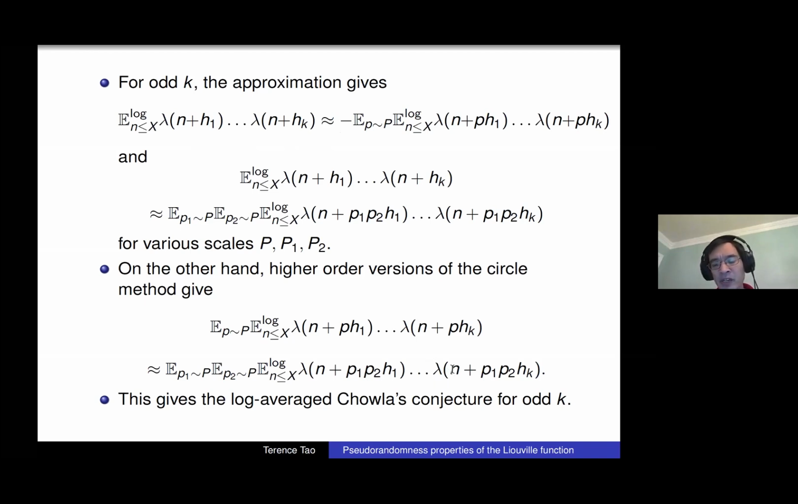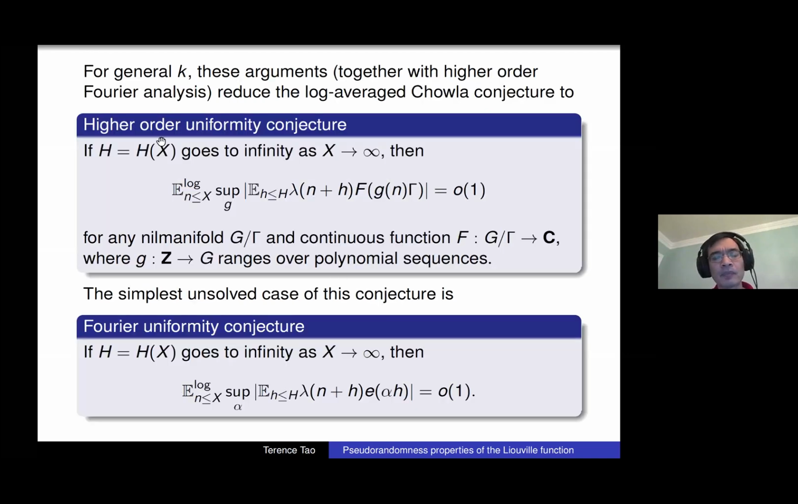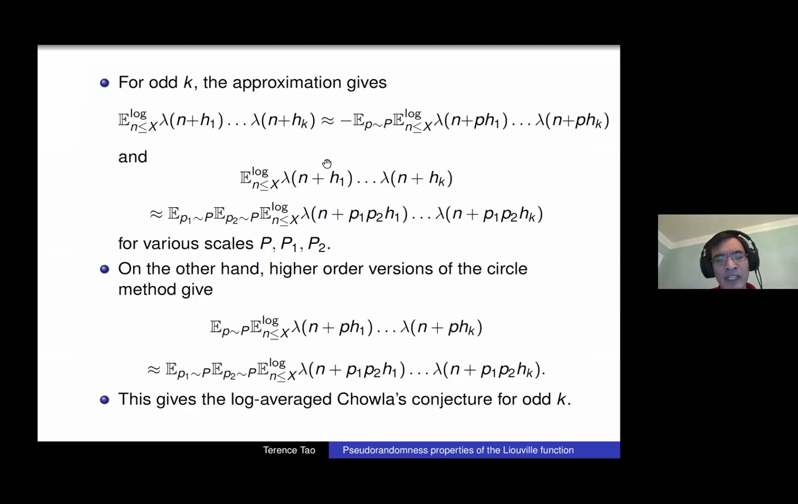Okay, so we have in some sense half of Chowla's conjecture proven in the logarithmic average case. Unfortunately, the even case contains most of the interesting correlations, but we do at least have the odd ones. So for the even ones, we don't have the full conjecture yet. So the sticking point is we need a higher order version of this Matomäki-Radziwiłł theorem.